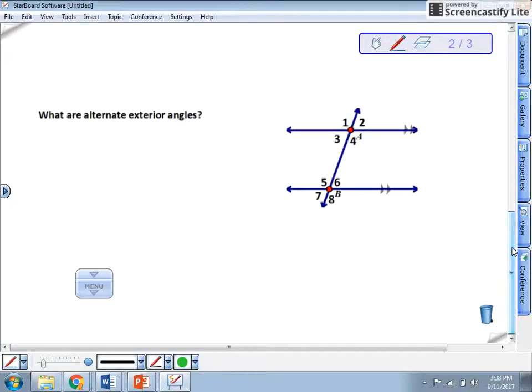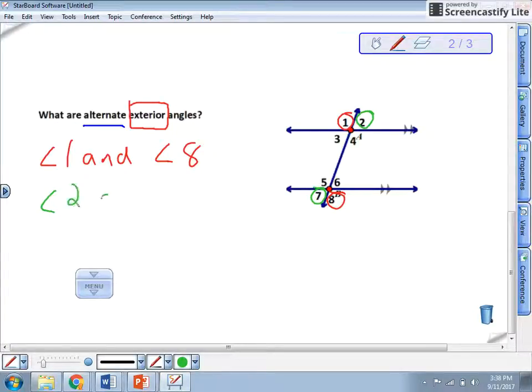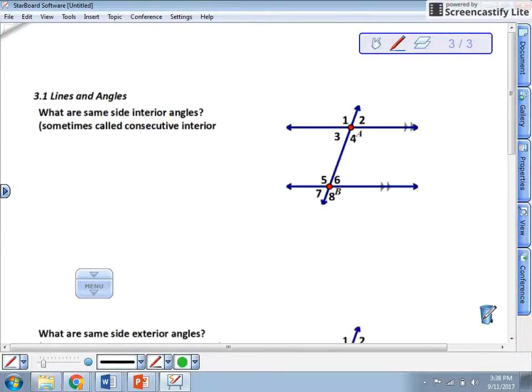Alternate exterior. Again, there's that word alternate, so we know we're going to be on opposite sides of the transversal. This time it's exterior, which means outside. So if I look at angle one, it's on the outside. Which angle would be alternate exterior? That would be angle eight. So angle one and angle eight. What would be the other set? Well, if I pick two, angle seven is alternate to angle two. Those are alternate exterior.